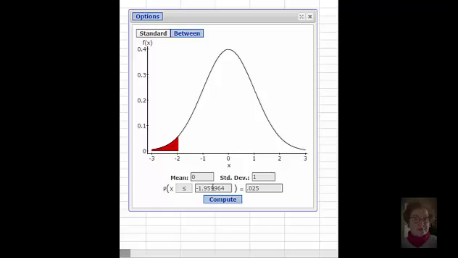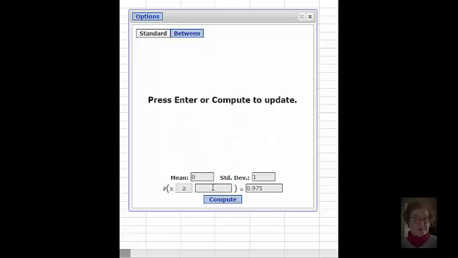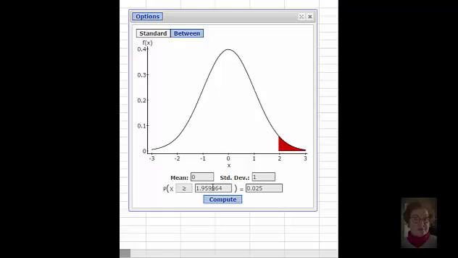Now, if you want to double check that there would be 2.5% above that boundary, all you need to do is change that. Let's get rid of that and do 0.025 and do compute, and you can see we get a positive 1.96. So that's how you would do those, knowing the probability or the proportion going back to the z-score.